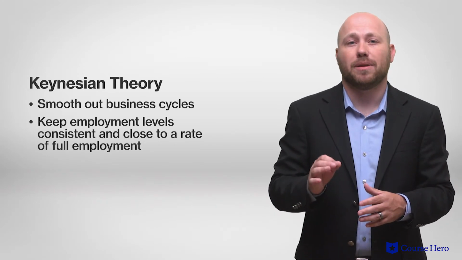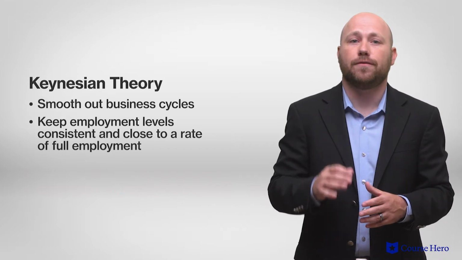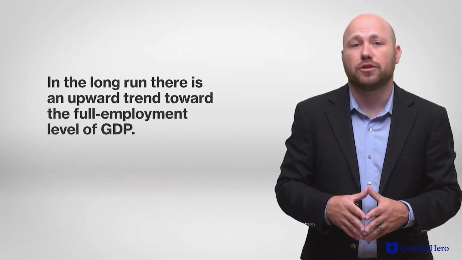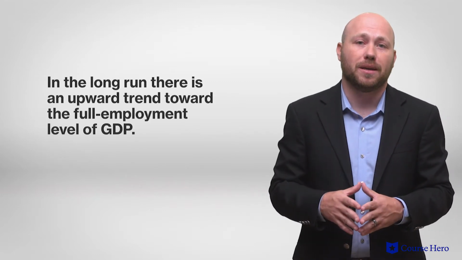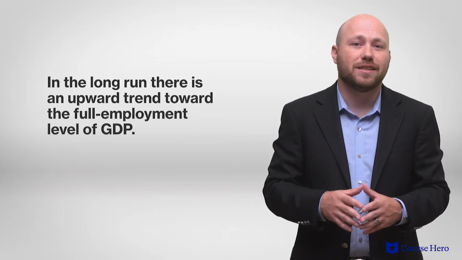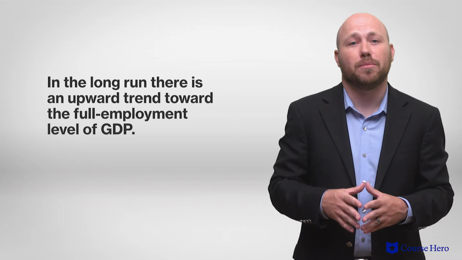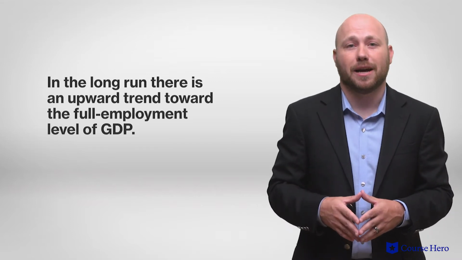The Keynesian theory argues that something should be done to smooth out business cycles to keep employment levels consistent and close to a rate of full employment, and to keep inflation at a low, consistent rate. While in the long run there is an upward trend towards the full employment level of GDP, the reality is that certain phases of the business cycle have a negative impact on lives, and the return to full employment GDP may take a long period of time.